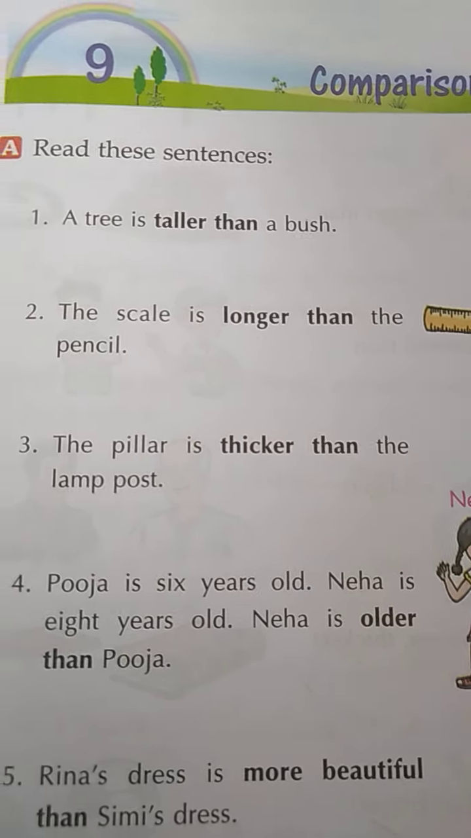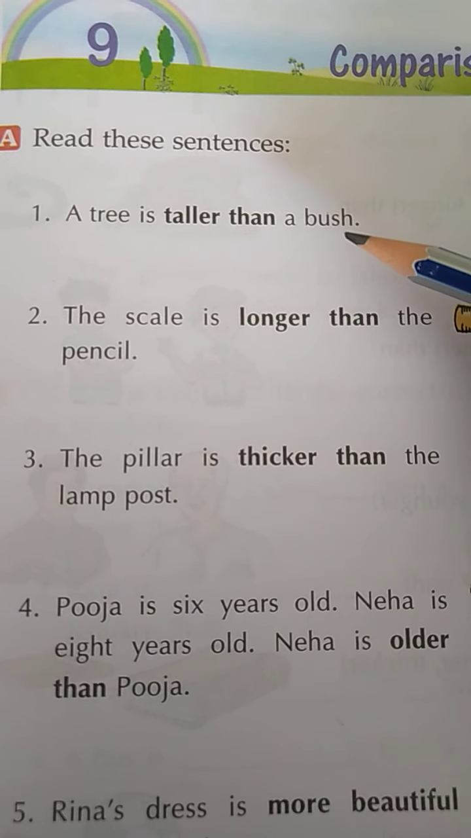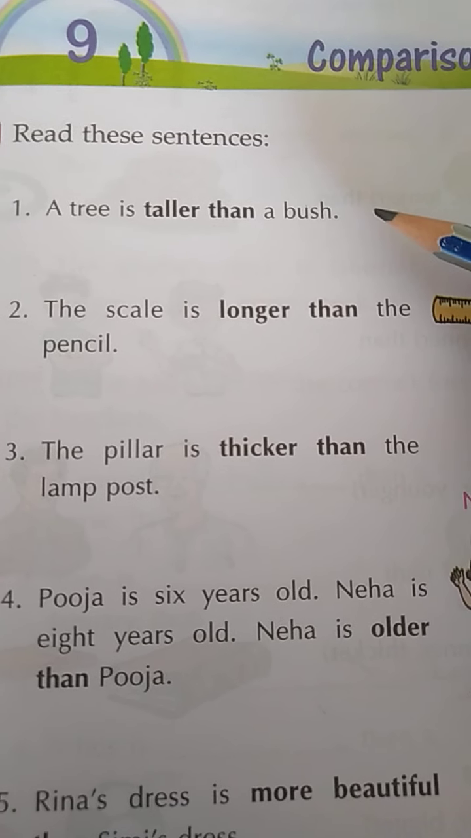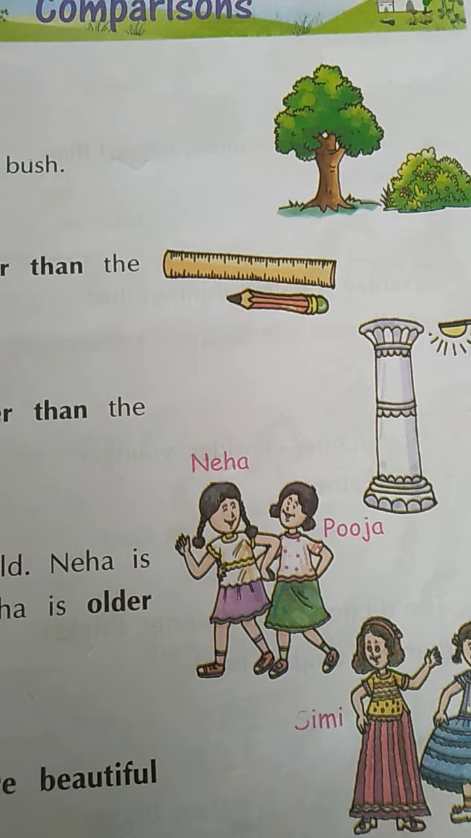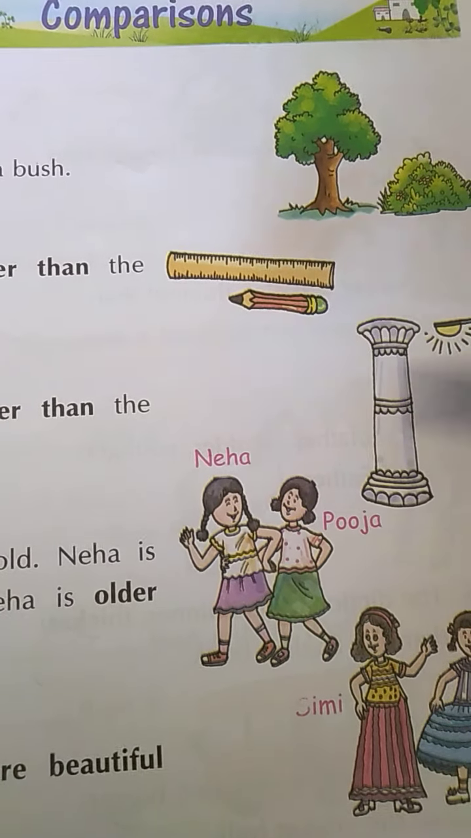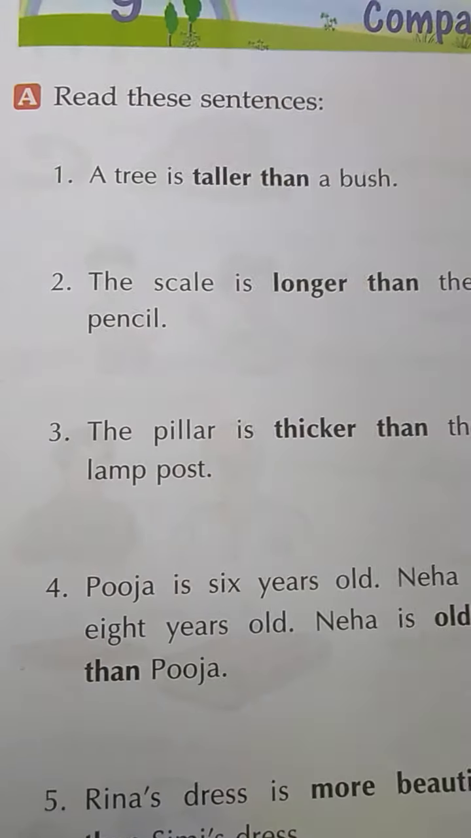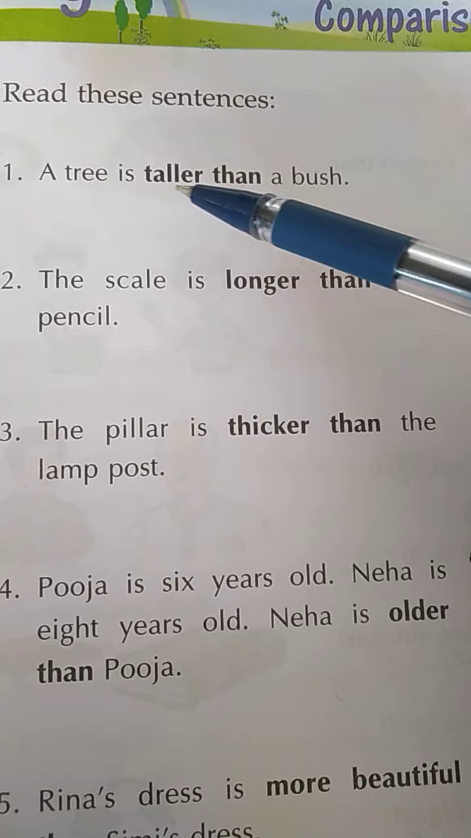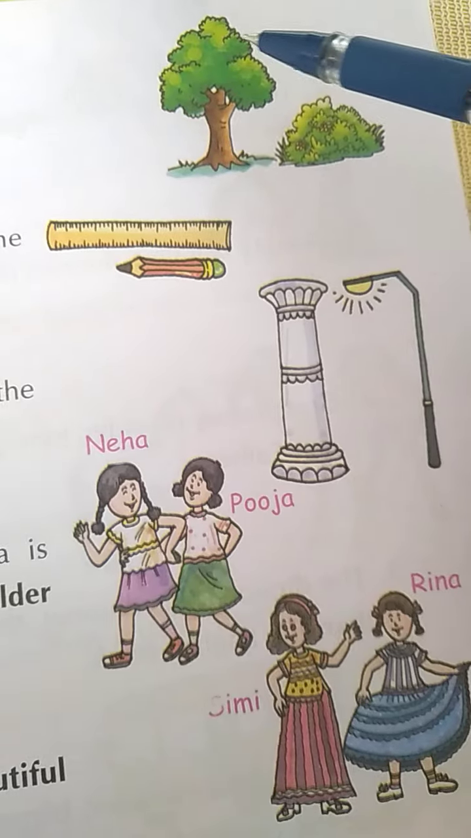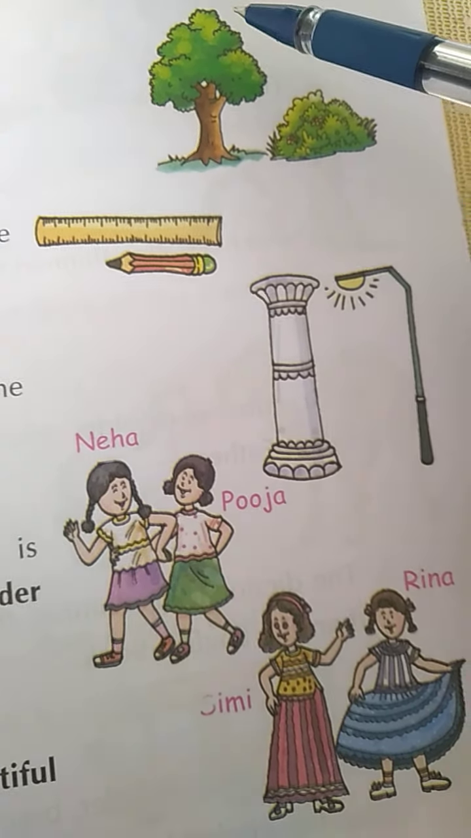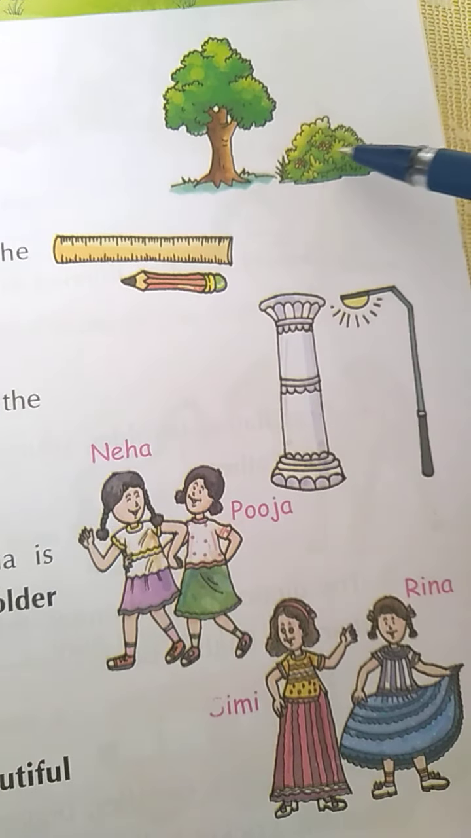Okay. So see here, read these sentences. Here, a tree is taller than a bush. See here, some pictures are also given. So first see this picture, and this picture helps us to understand this topic. The tree is taller than a bush. Here you see this one, the bush, and this one, the tree, is taller than the bush. Here is a comparison between these two.